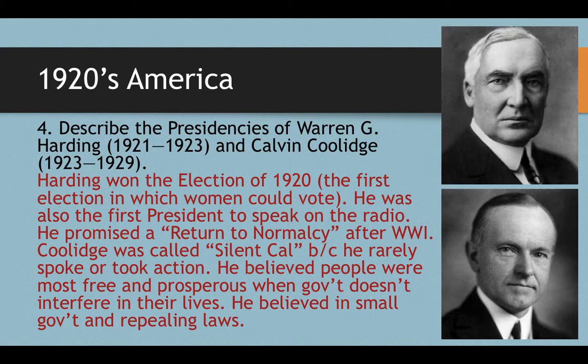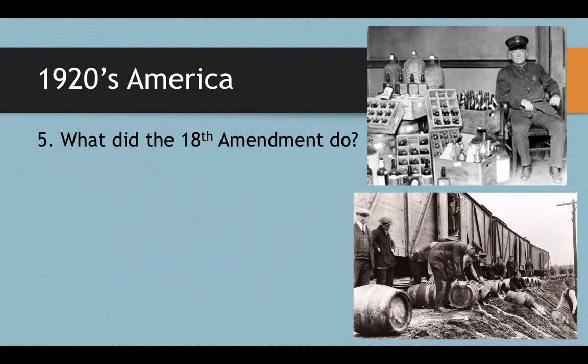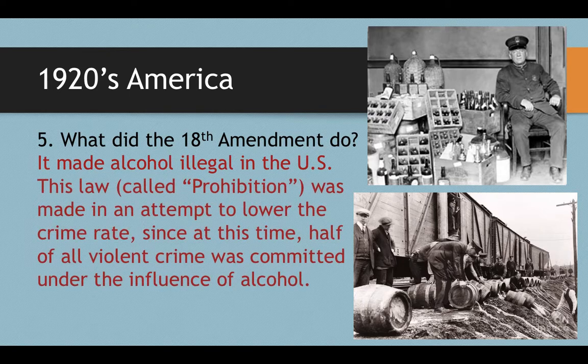Sometimes having a very active president is what the country needs, like with Theodore Roosevelt, and sometimes having a very passive president is what the country needs, like with Calvin Coolidge. All right, so good presidents for different times in our history. Remember, the 18th Amendment made alcohol illegal in the U.S. That was the Prohibition Amendment.